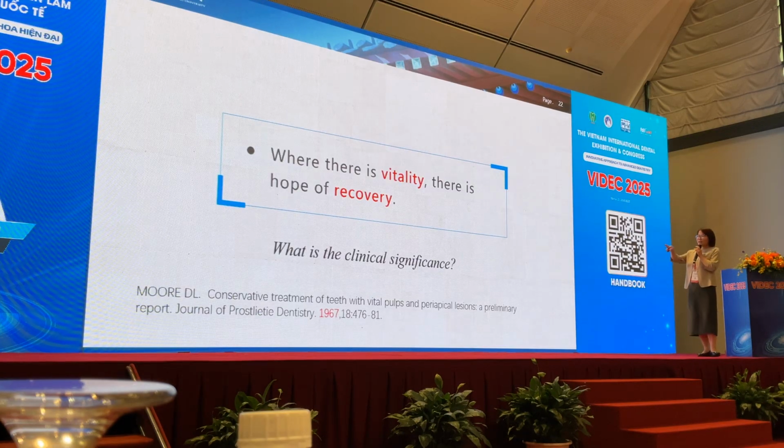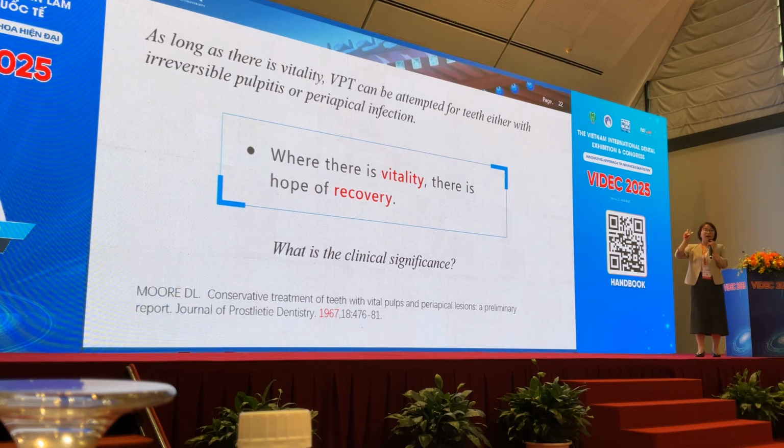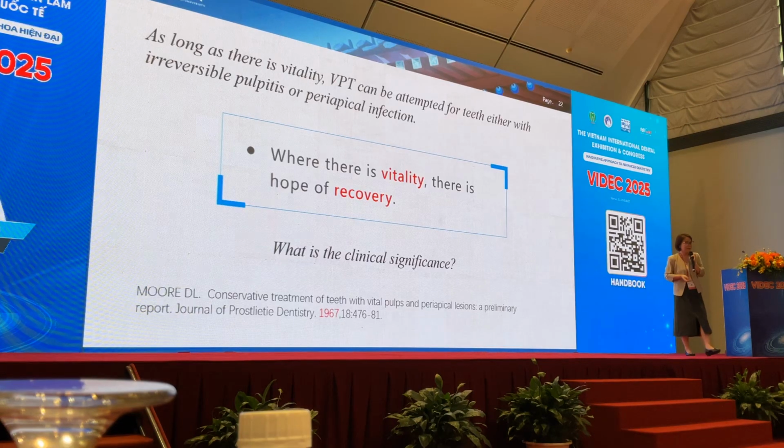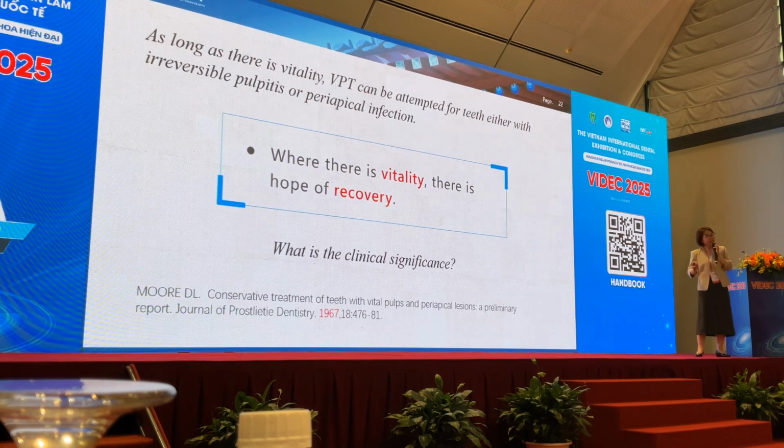What's the clinical significance for us? It means that there was a wider chance of attempting to treat teeth with irreversible pulpitis or even with apical periodontitis. We should know it was published in 1967. So that's almost 60 years ago, right? But it's not well known, and it's not well accepted by all of the dentists.